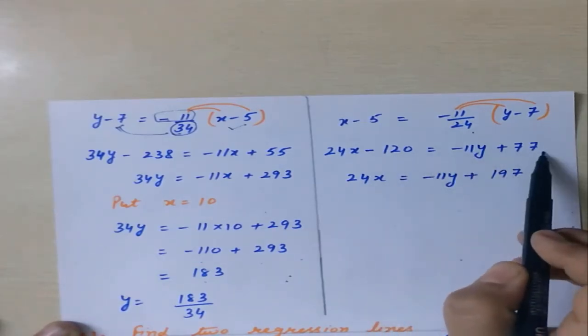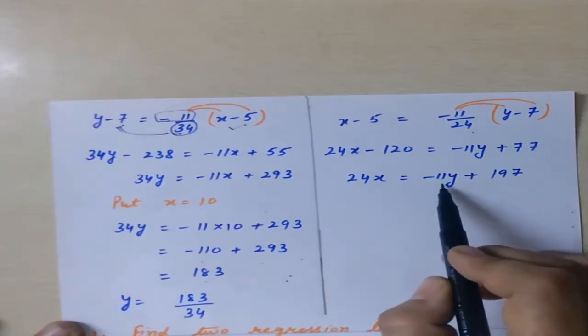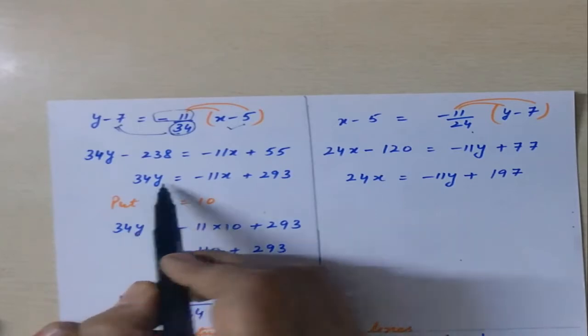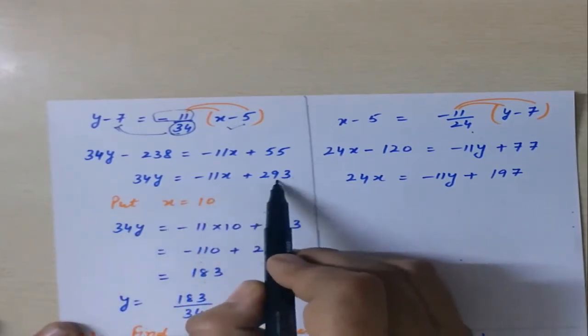Shift the term to one side. 24x is equal to minus 11y plus 197. 34y is equal to minus 11x plus 293.